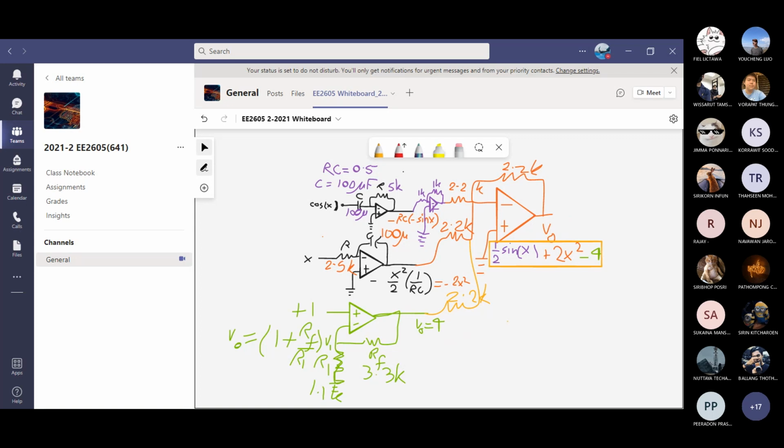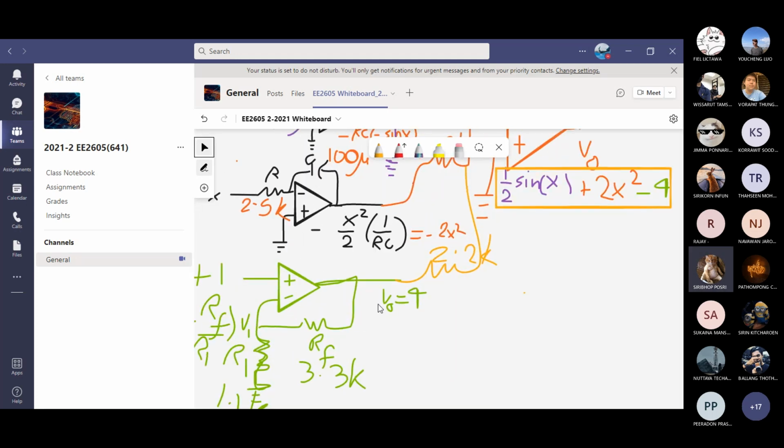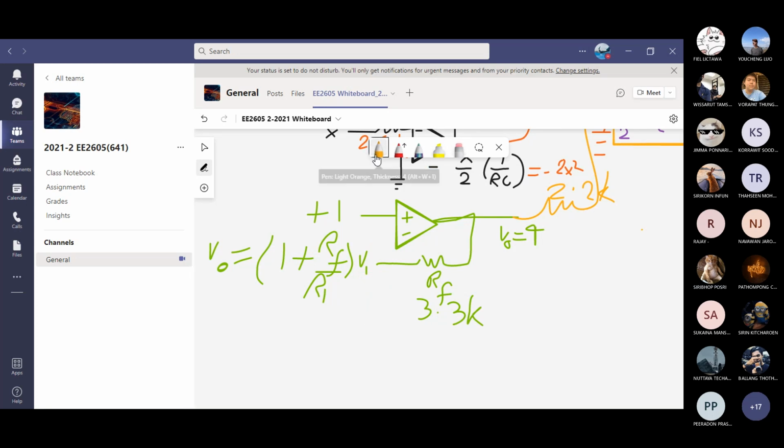I'll let you have a look at this problem for a few moments and see if you understand, if there is something that you do not understand. So in the green color, where is RF and where is R1? Okay, let me make it a bit clear. It's kind of not very clean.